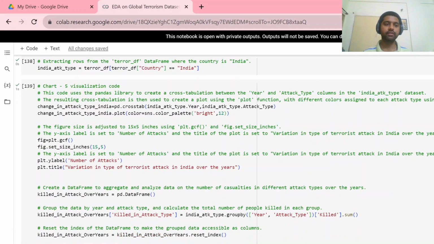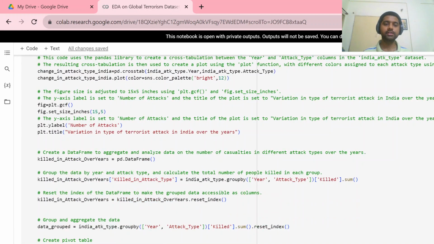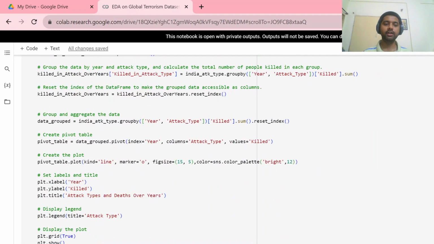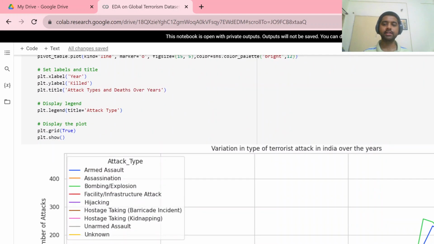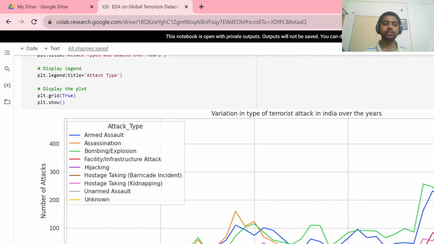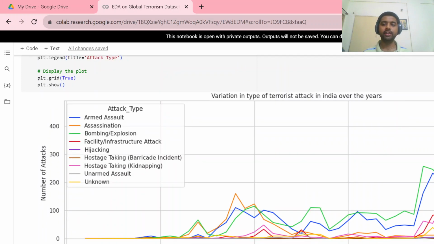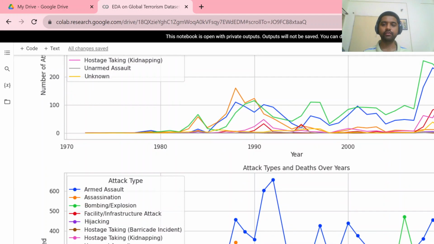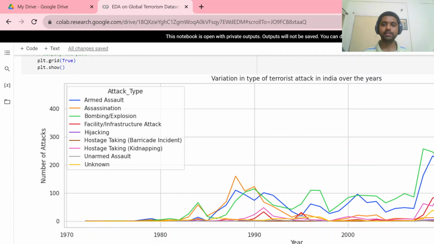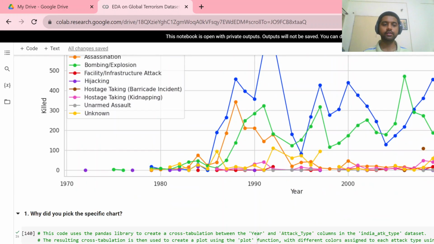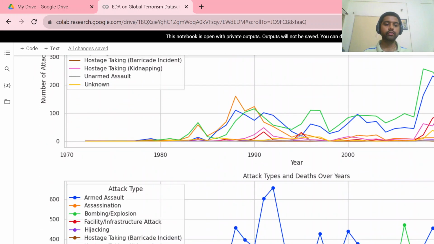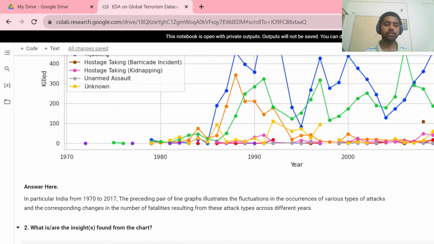In the fifth chart, we particularly look at India: how these attacks are occurring, how these attack types are varying, and how many people are dying from these types of attacks. As we can see here, why did we pick India specifically, from 1970 to 2017?